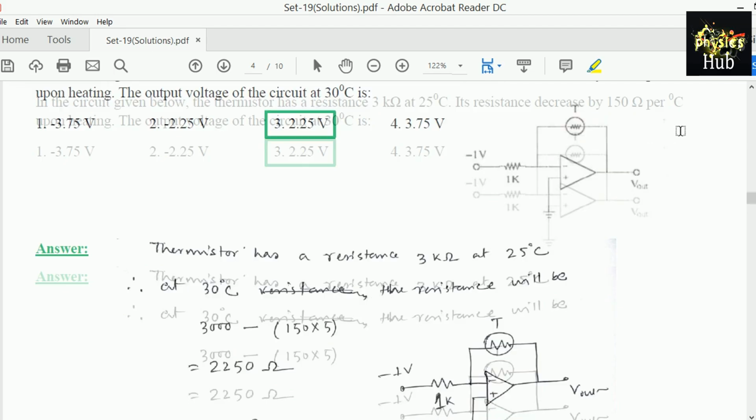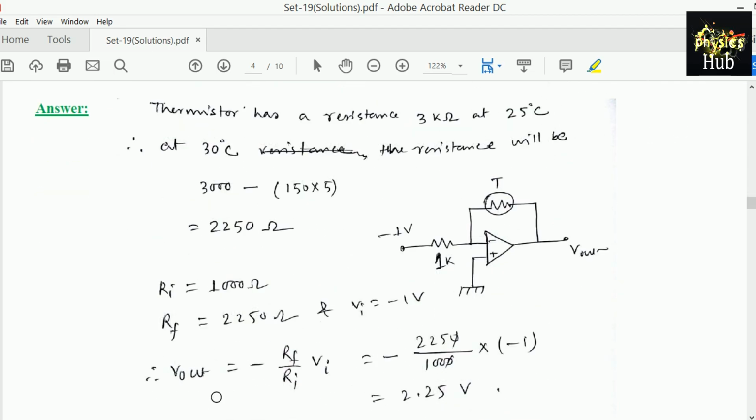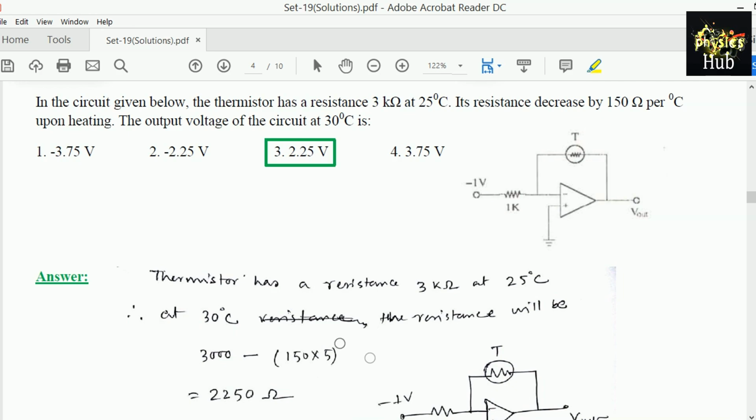Now the current situation is, we know RF and RI, and also we know the input voltage. Therefore we can use the formula to calculate the output voltage for an inverting op amp, and we'll get 2.25 volt, and it is matching with option 3.